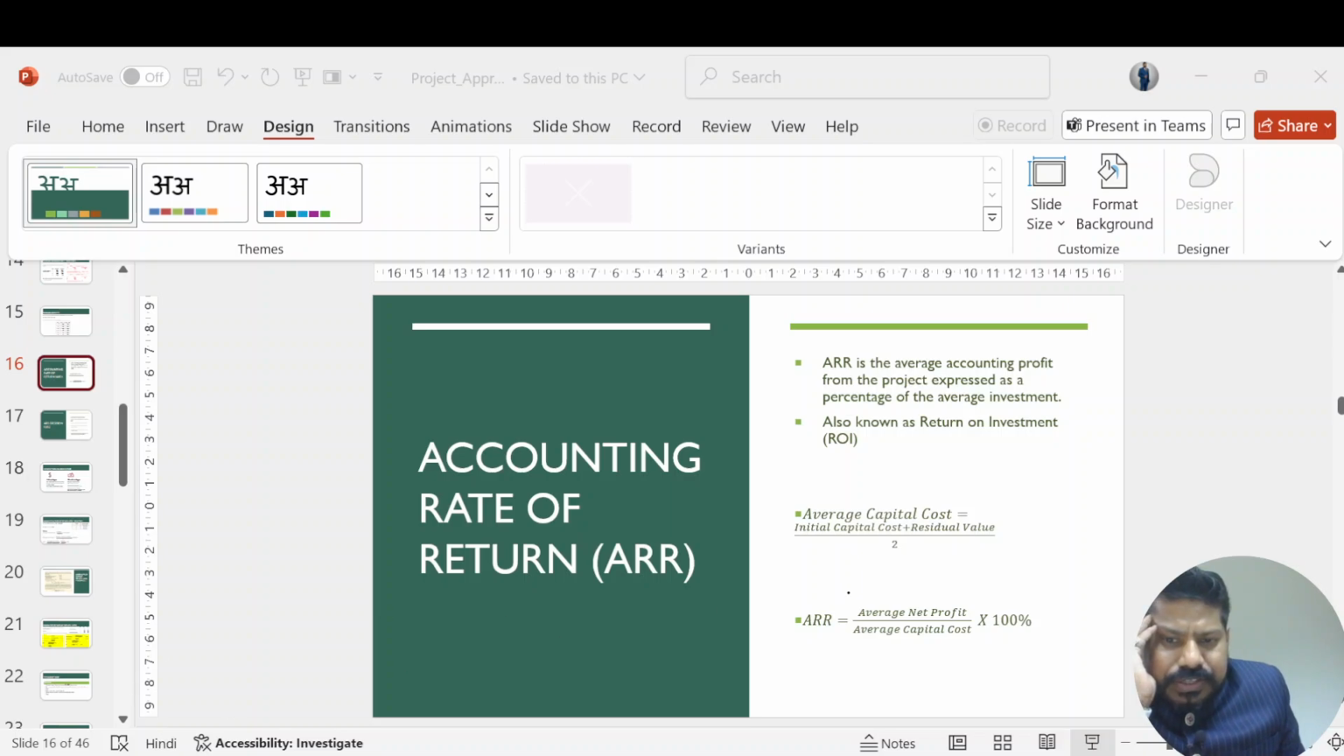Average net profit is this. Average capital cost is 330,000 and you just make a division, which comes down to 30%. ARR, if you ever get a tie between two projects to choose from, you will always select the project which is having highest ARR.